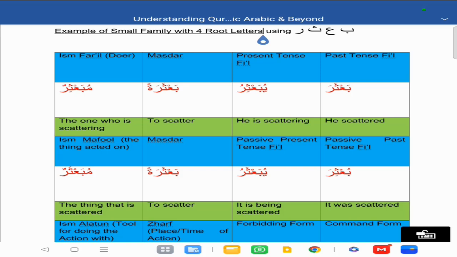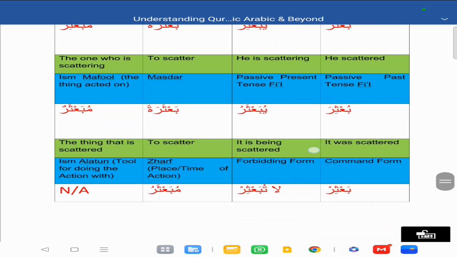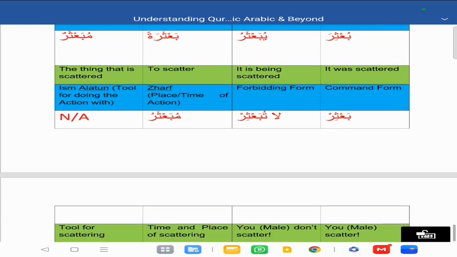The passive past tense is Bu'thira, so it was scattered, with a u and i sound. Passive present tense is Yuba'tharu, with a u and a sound. It is being scattered, and all the harakat are at the top. The masdar is Ba'tharatan and the ism maf'ul is Muba'tharun, the thing that is scattered. From passive present, just change the ya to a meem and make it heavy to get to the ism maf'ul. And the command form is Ba'thir, so you male scatter.